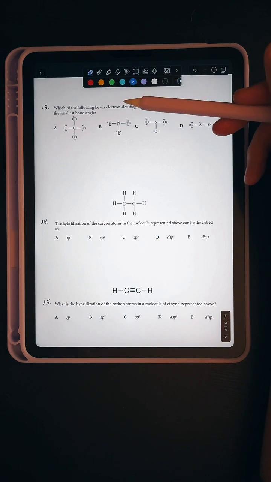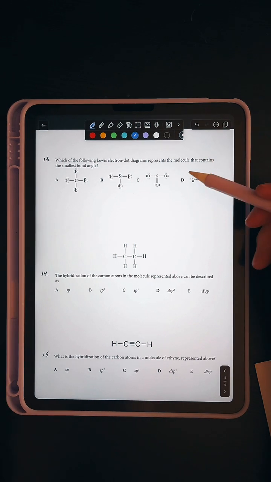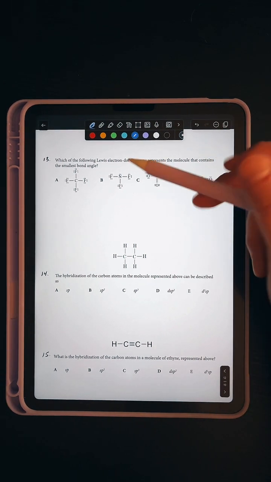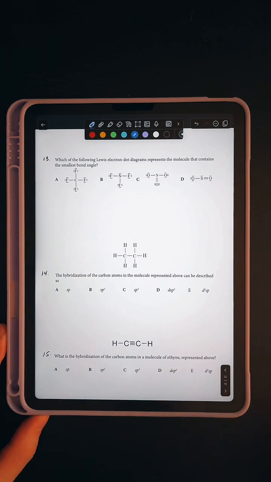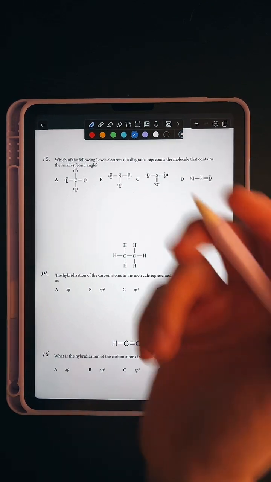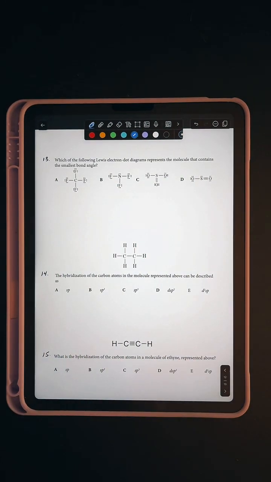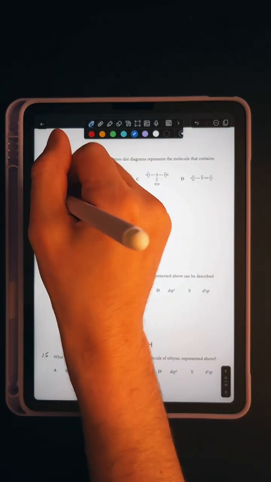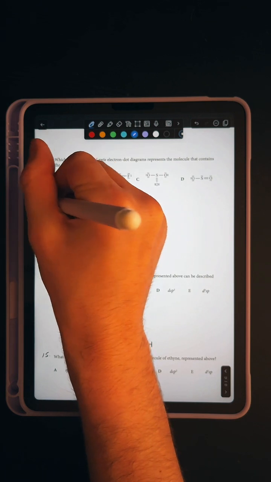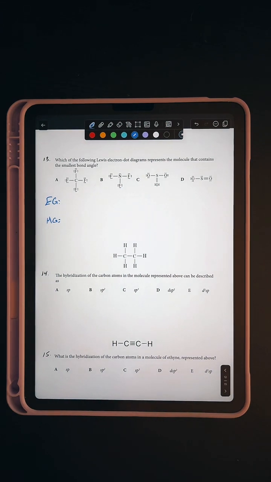So, in 13, which of the following Lewis electron diagrams, or Lewis dot diagrams, represents the molecule that contains the smallest bond angle? So now we're getting into some bond angle things. We're getting into VSEPR theory. So what we're going to do is we will first figure out our molecular and electron geometries. So let's go through. I'm going to write EG for electron geometry and MG for molecular geometry.